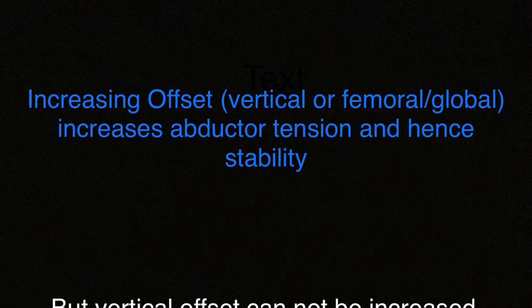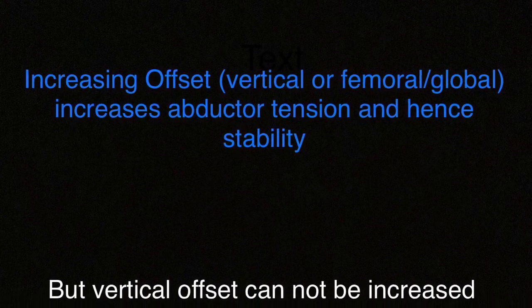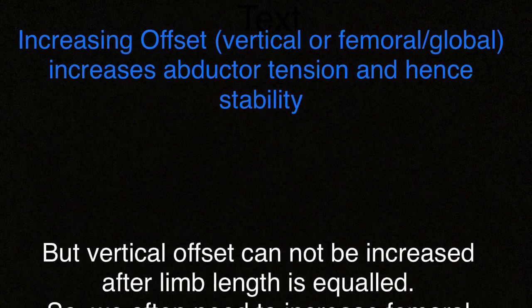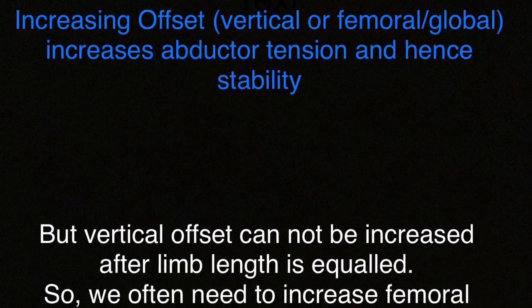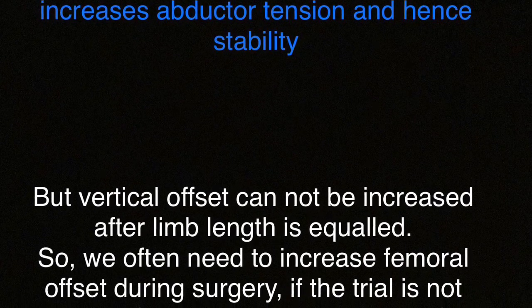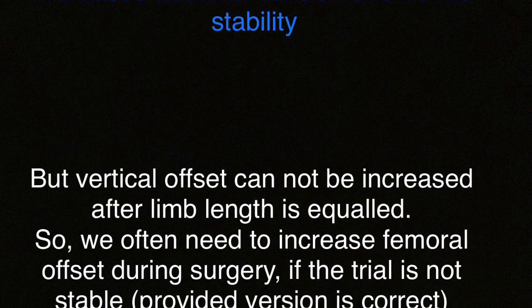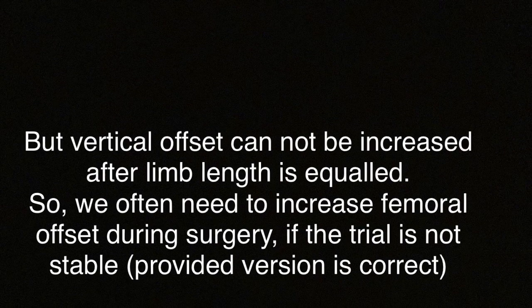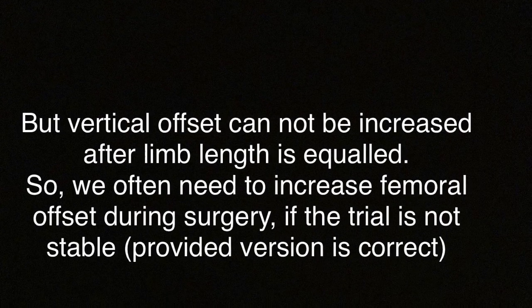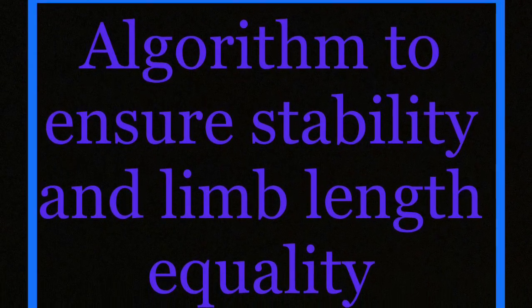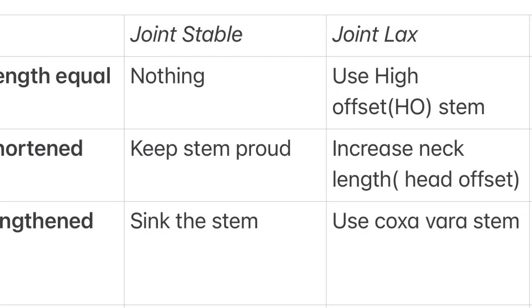So increasing offset, vertical or femoral or global, increases abductor tension and hence stability. However, vertical offset should not be increased once limb length has been restored, or it will increase the limb length. So it's the femoral offset which we need to adjust or increase most of the times during the surgeries. Practical application of this information: how do we ensure limb length and stability during the surgery?